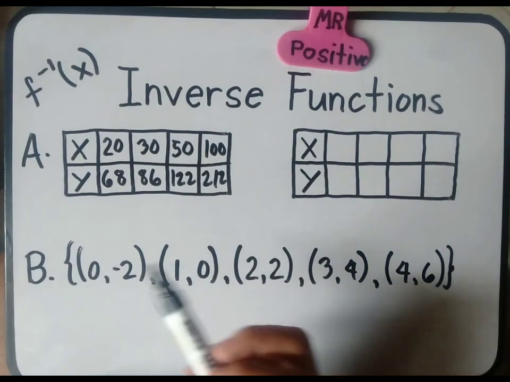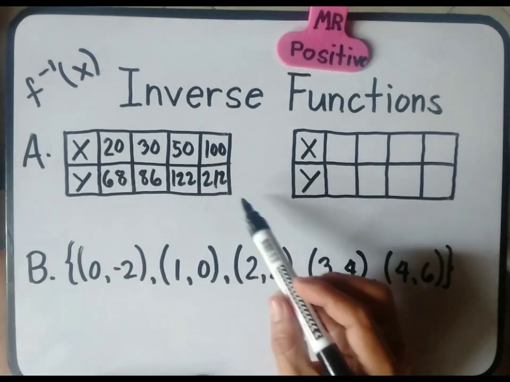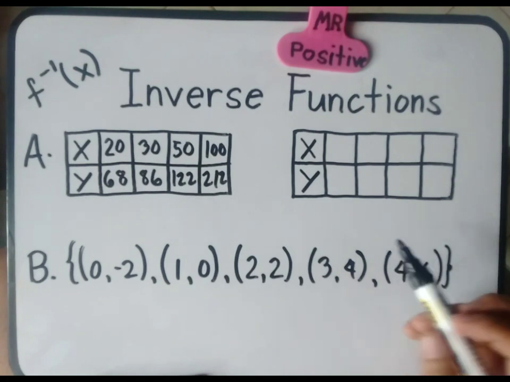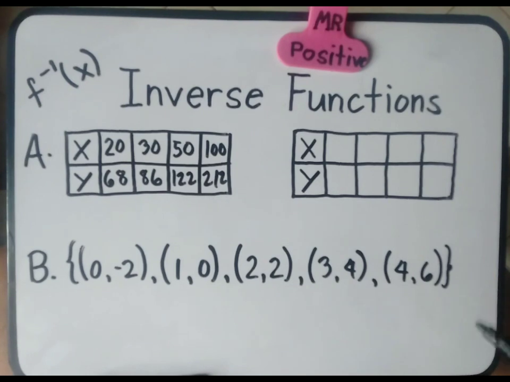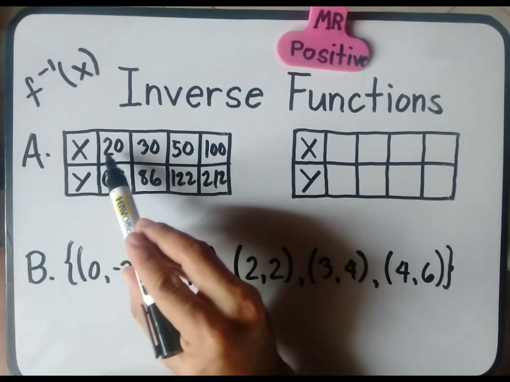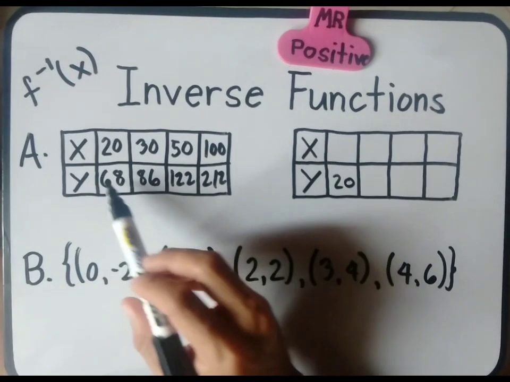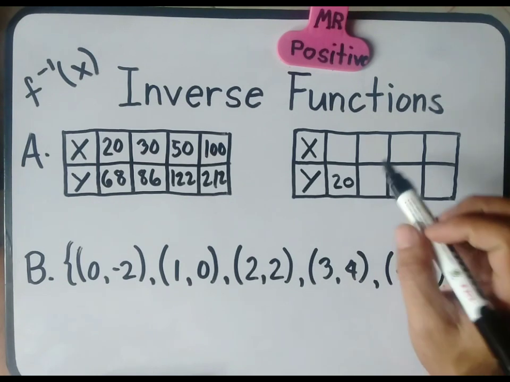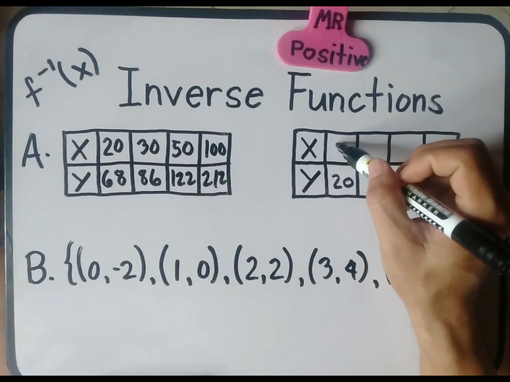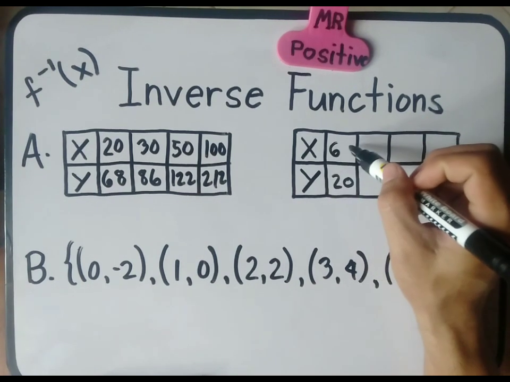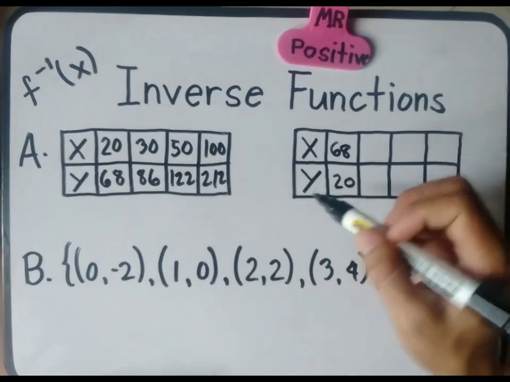For example, the given is in a table of values. We have the x values and the y values. To get the inverse, we just need to interchange the x and y values. So for example, if x is 20, then it will become our y. If y is 68, to get the inverse, it will be the x value. So just interchange the x and y values to get the inverse.